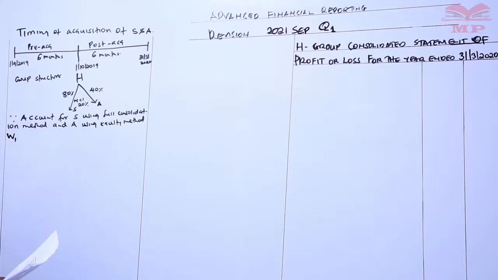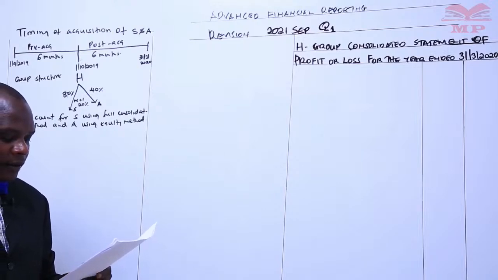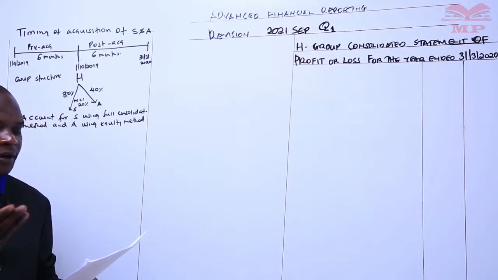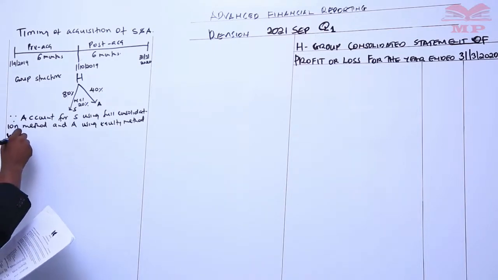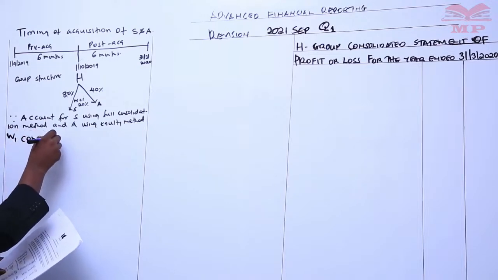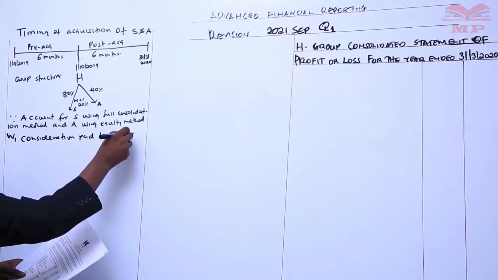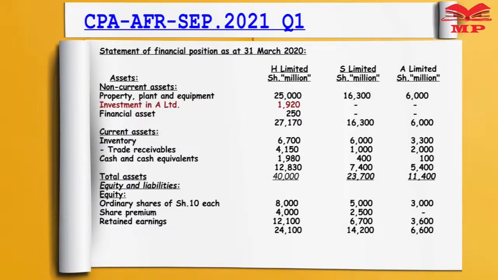In working one, I'm going to work on consideration paid, which is in the introductory statement. It is not provided for, and in fact you are told that it has not been recorded. So we have to compute and then record. So can I compute consideration paid here? Consideration paid to acquire S. For A it has been provided. If you look at the balance sheet, there is investment in A under H. That is what H paid to acquire A.